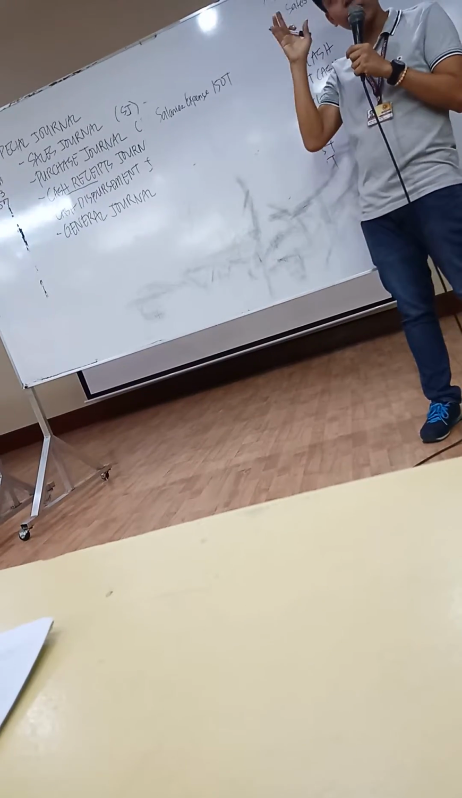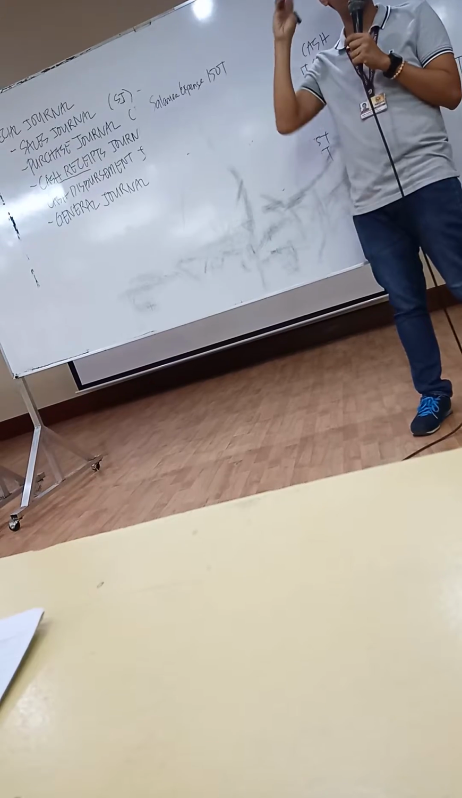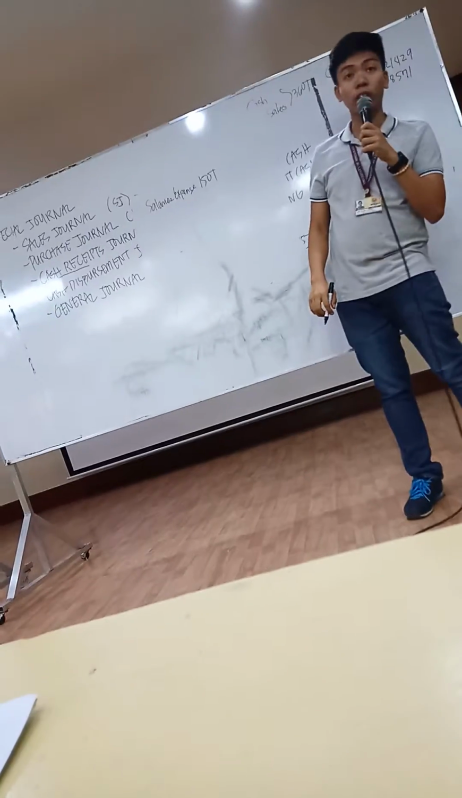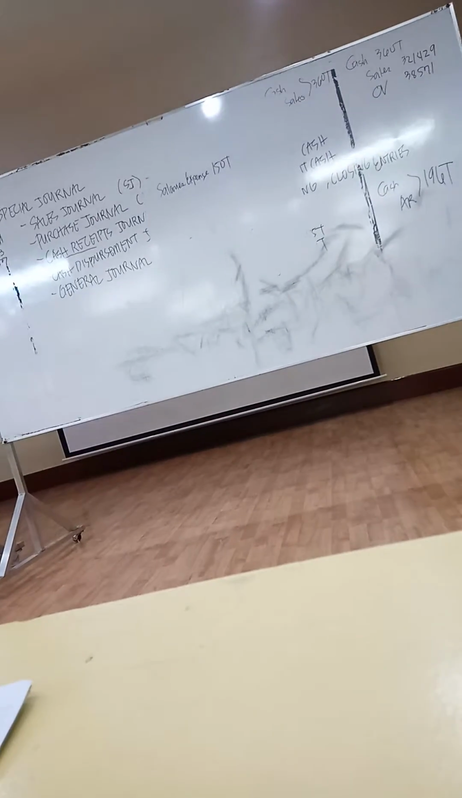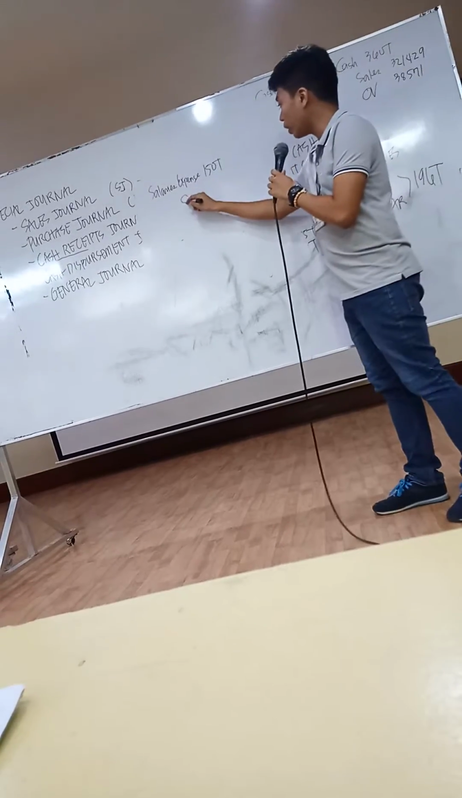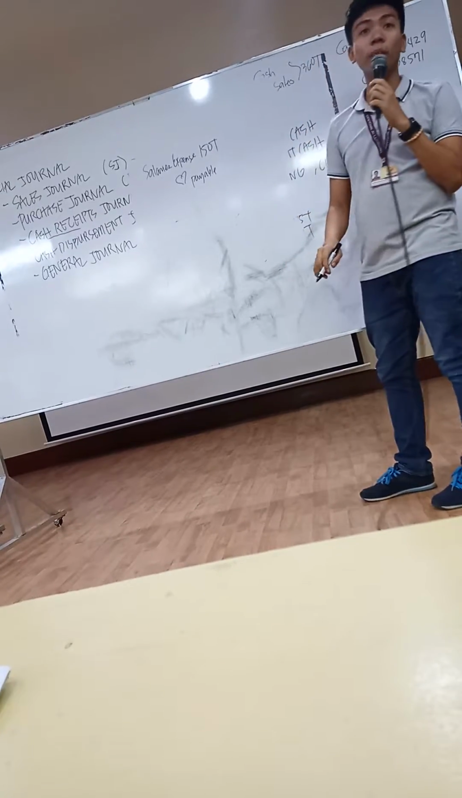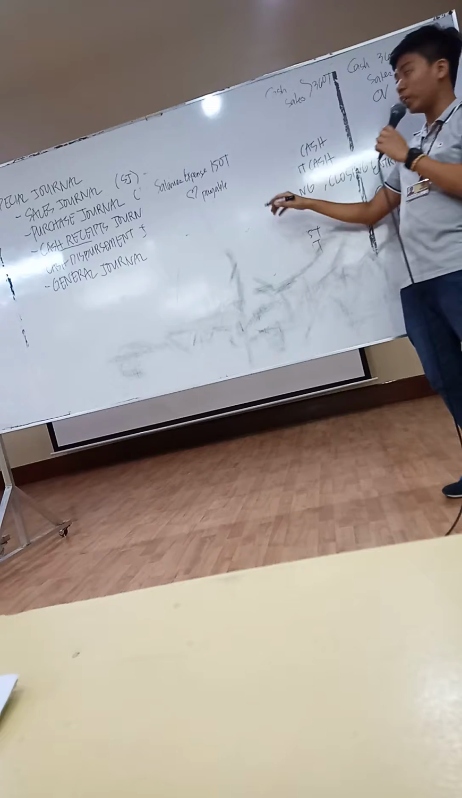From that 150,000, you need to withhold the statutory contributions, such as, first, the Pag-IBIG contribution. So, credit, that is a liability. What is the account we will use? Pag-IBIG payable. How much is it, friends? For 2% of 150,000, you have 3,000.